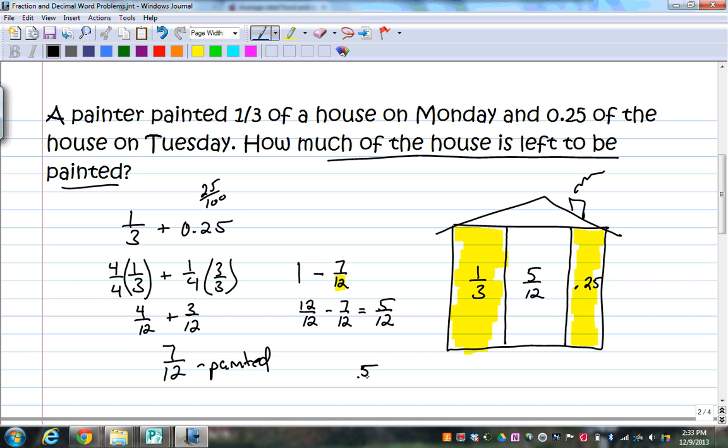So 5/12 of the house needs to be painted. Okay? Cool. Let's move on, shall we?